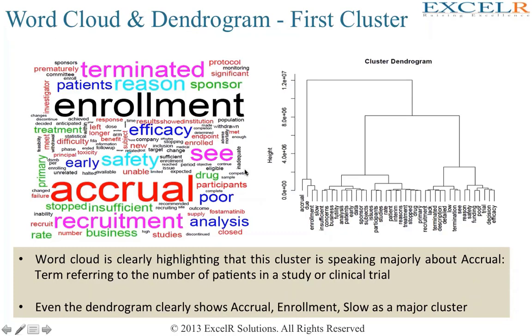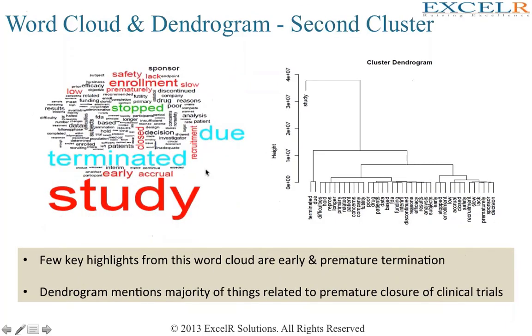If you look at this, this is my first cluster. And this first cluster is majorly speaking about accrual. When I evaluated the Unigram single word cloud, along with the cluster Dendrogram, I felt that the majority of these are pertaining to accrual. Look at this: accrual due to enrollment, accrual due to slow enrollment. And what is accrual? Accrual is a term referring to the number of patients in a study or clinical trial. So this Dendrogram and that word cloud have given me an indication that this is all about accrual.